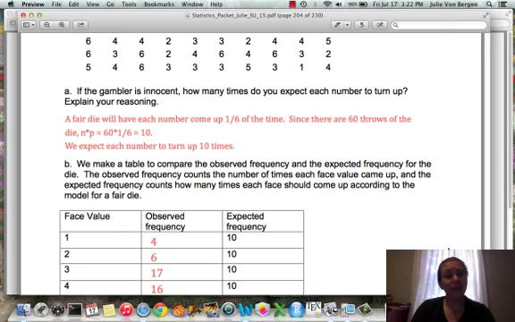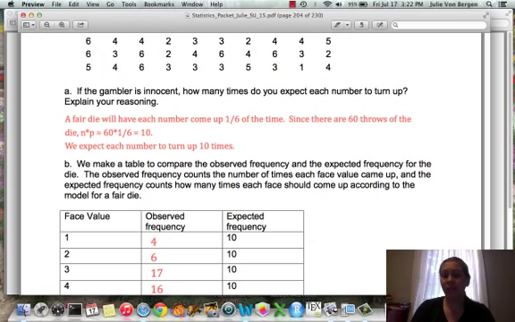Part A asks, if the gambler is innocent, how many times do you expect each number to turn up? Explain your reasoning. So a fair die will have each number come up 1/6 of the time. Since there are 60 throws of the die, n times p is 60 times 1/6 equals 10. So we expect each number to turn up 10 times.